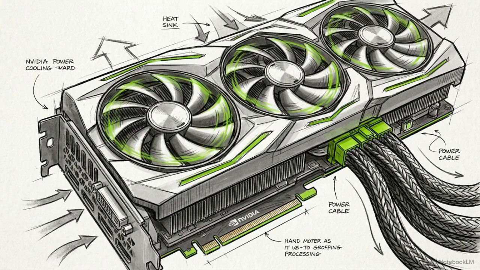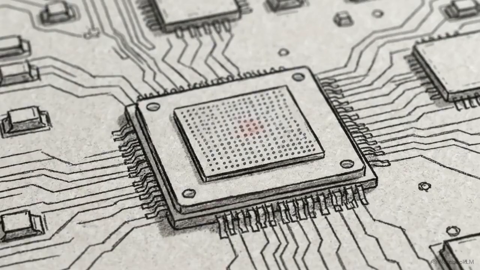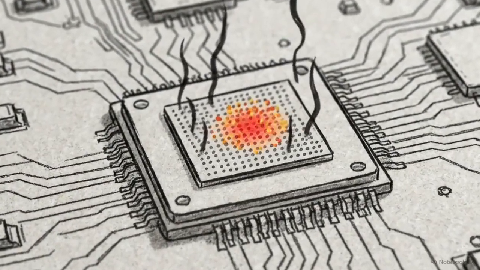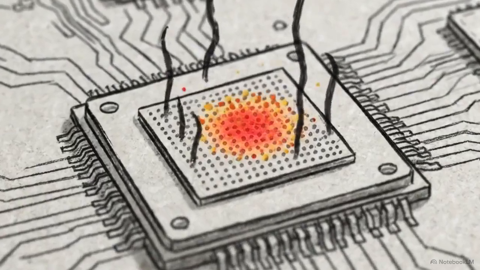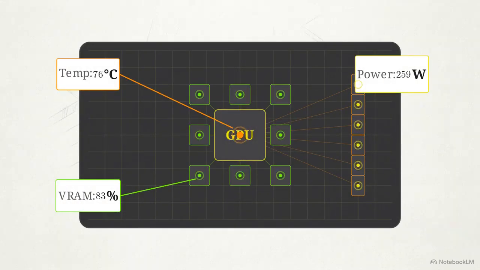Running heavy machine learning models or high-resolution 3D renders pushes your graphics card to its physical limits. Temperature spikes, memory fills up, and the hardware draws massive amounts of power to keep up with the math. To see exactly where those bottlenecks happen, you need a way to read the hardware's internal sensors.